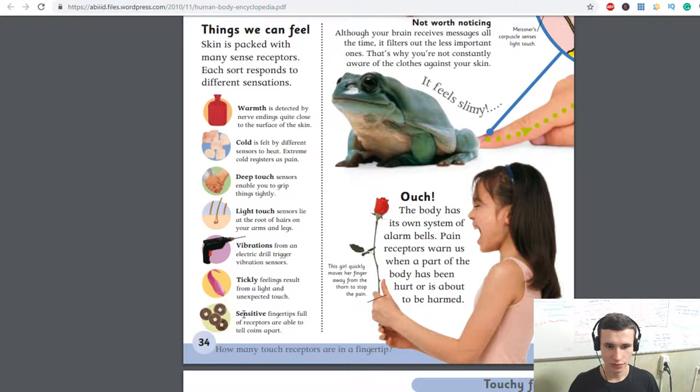How many touch receptors are in a fingertip? I think more than a million. No, less. Maybe more than 1,000.